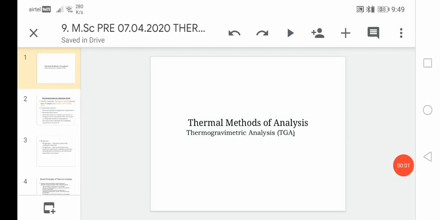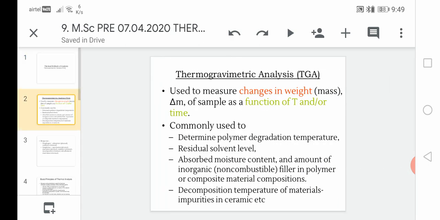Hello everybody. Today we will discuss thermal methods of analysis. In thermal methods of analysis, we will first take thermogravimetric analysis.